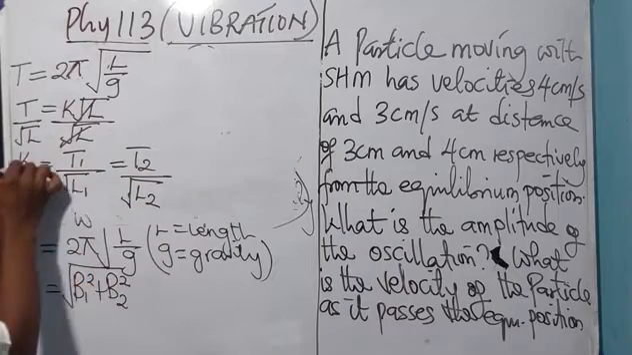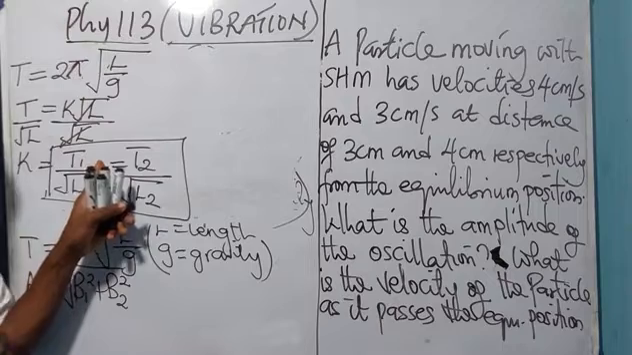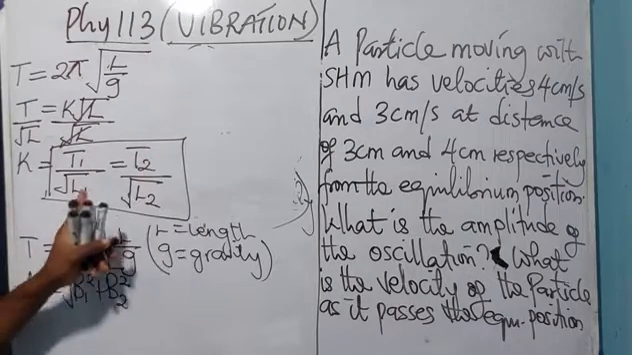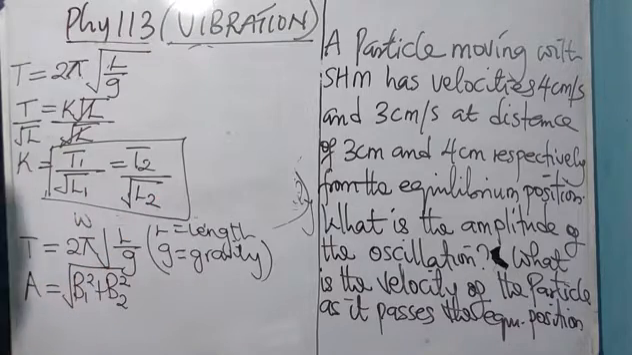L2. It is very, very important. T1 means initial period. T2 means final period. L1 means initial length. And L2 means final length.